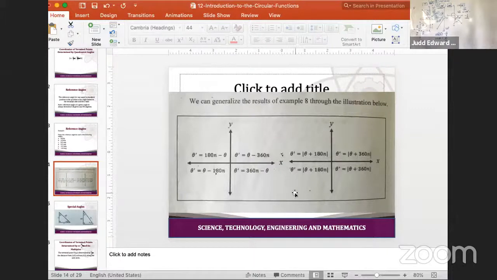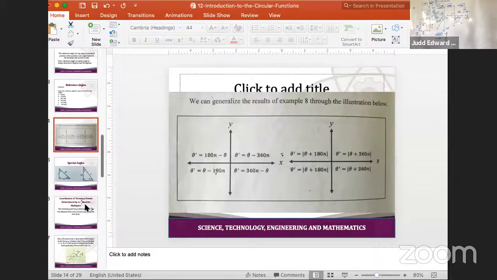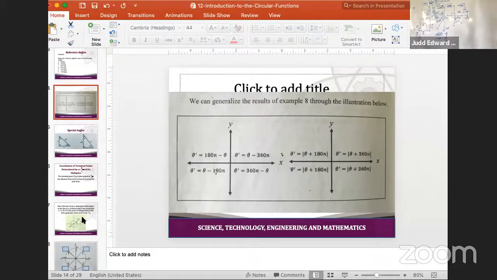Kapag quadrant 1, theta minus 360. Kapag quadrant 2, 180 minus theta. Kapag quadrant 3, theta minus 180. Kapag quadrant 4, 360 minus theta. Okay? So, mamaya sa special angles, titingnan natin kung gumagana tong formula na to. Okay. So, let's now move on with the special angles.